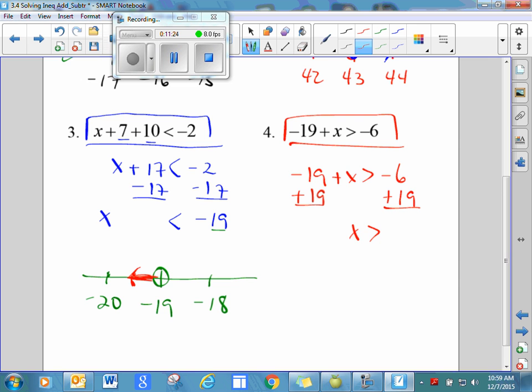X is greater than 13. Again, I've got to sketch a graph. My target number is 13, going up by 1, going down by 1. Circle the target. It does not have a line underneath the inequality symbol. I want all the numbers that are larger than 13, but not including 13. So I don't fill in the circle, and I have my arrow going that way.